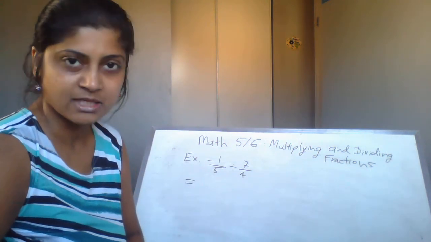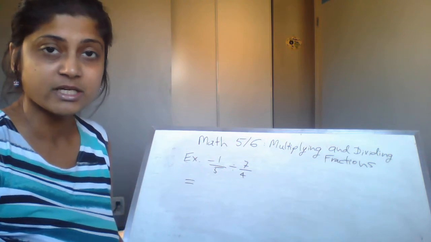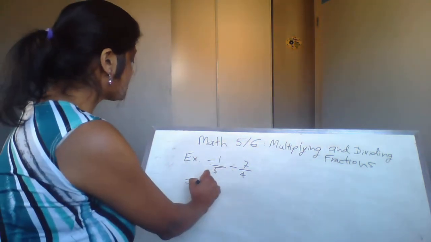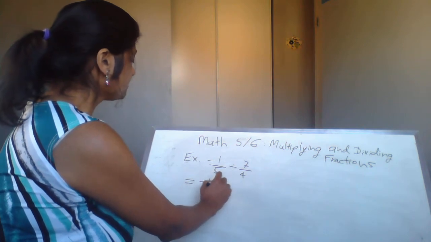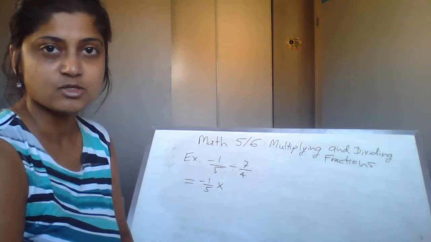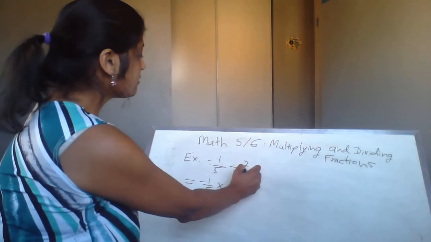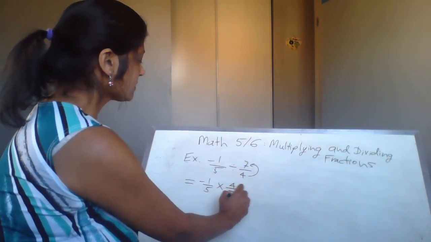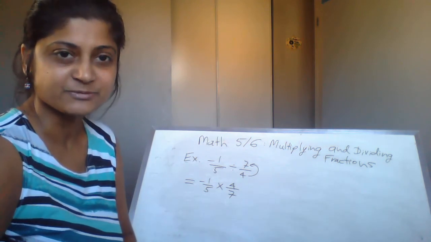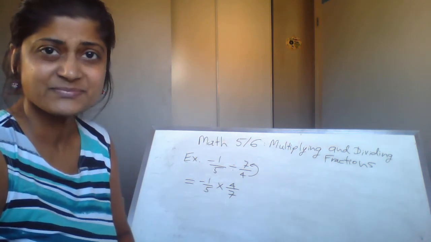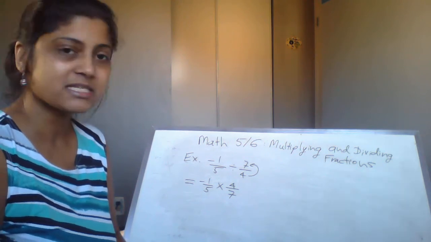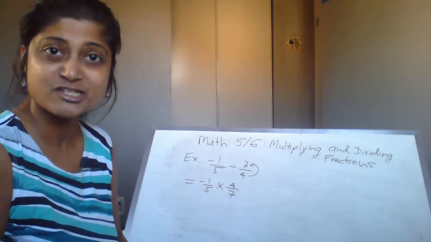I can't multiply it, but what we're going to do is change the fractions into a multiplication expression. So we're going to do negative 1 over 5. You change the division sign to multiplication, and then you flip over the second fraction. So instead of 7 over 4, it becomes 4 over 7. Everyone see that? So you're only flipping over the second fraction. And now I can see I changed it into a multiplication expression.